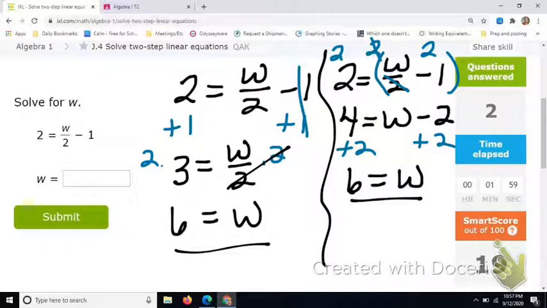If I would forget to multiply the 1, then I would have gotten 5 for an answer. If I tried to put 5 back in the equation, 5 divided by 2 would be 2.5. And 2.5 subtract 1 would not be 2. But 6 divided by 2 is 3, and 3 subtract 1 is 2. So 6 is our correct answer.